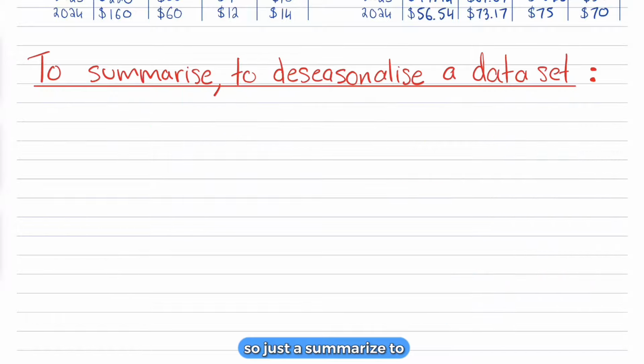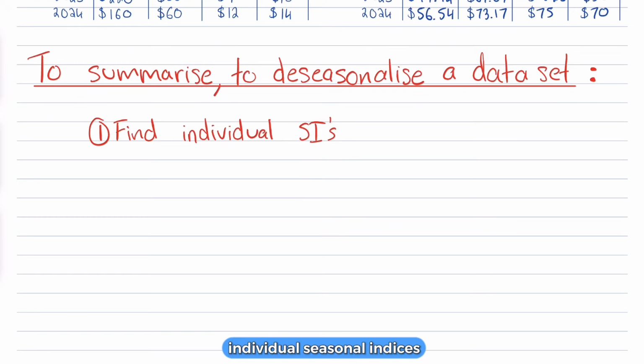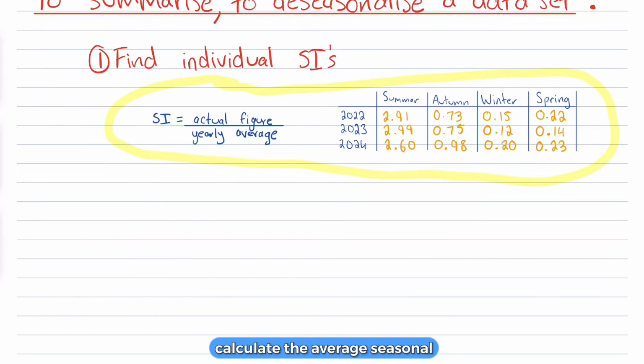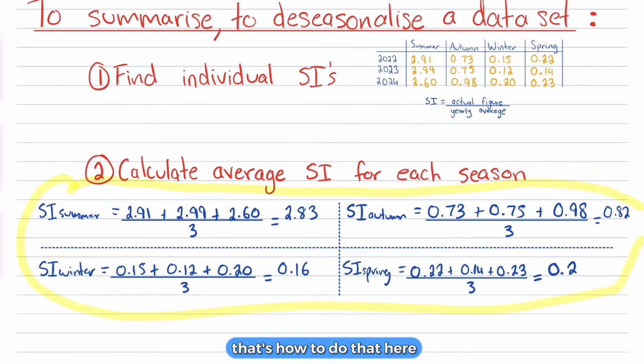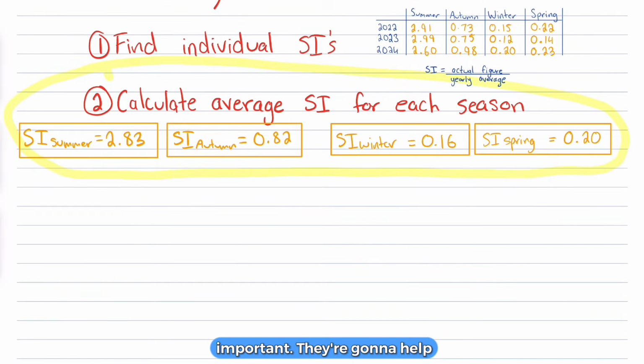So just to summarize, to deseasonalize a data set, we've got to first find the individual seasonal indices for every data point. And then we've got to calculate the average seasonal index for each season. So that's how to do that here, which we talked about before. Now these values are really important. They're going to help us to deseasonalize the data set.